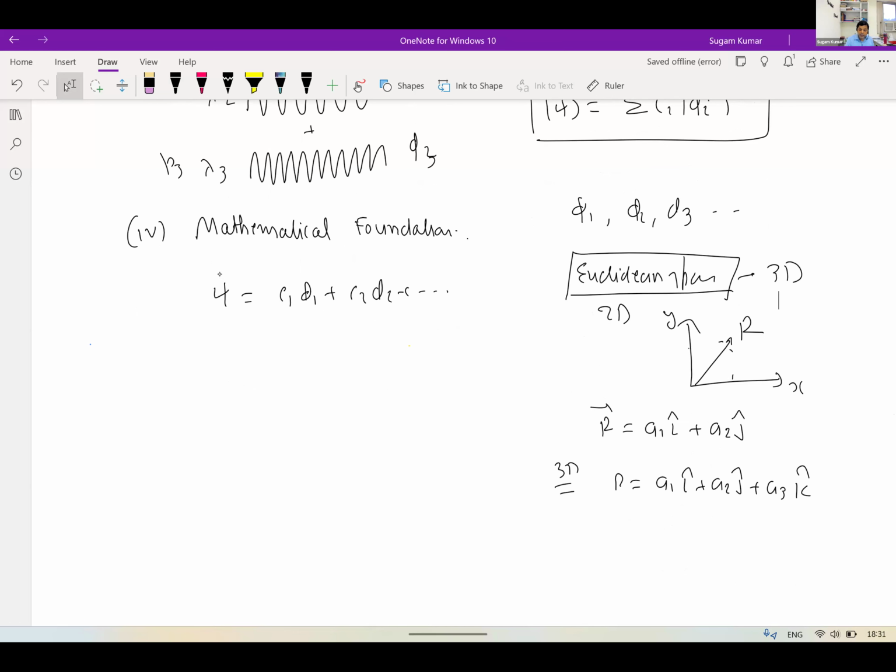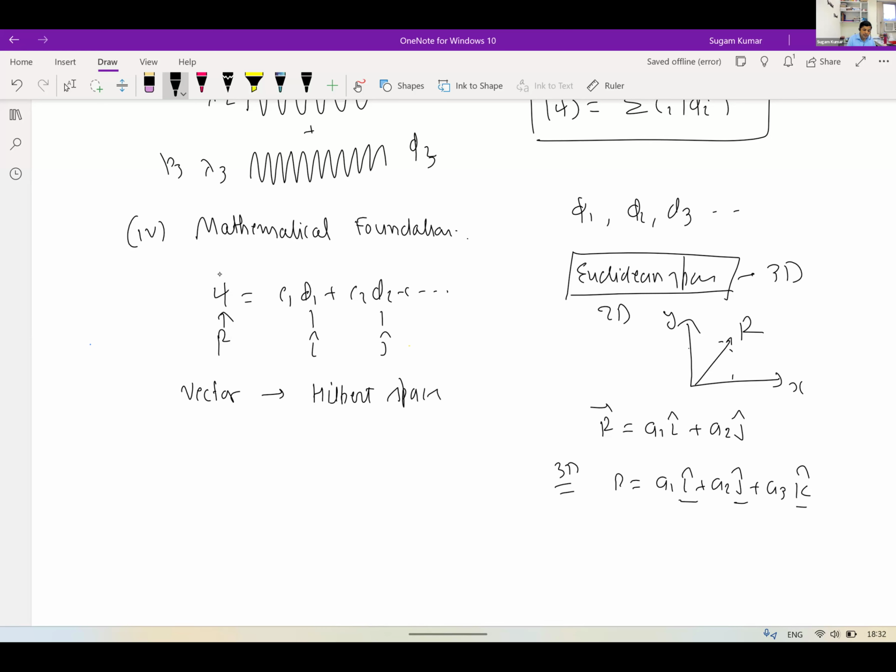So what is the property here? That this I, J, and K are orthogonal. And you will see that here also phi 1, phi 2, and phi 3 are orthogonal. So they behave in a similar way. The way R behaves here, I can say about psi. The way phi 1, phi 2 behave like I and J. So I can say that this whole wave function can be treated as a vector. But this vector is going to have a space, and that is called a Hilbert space.